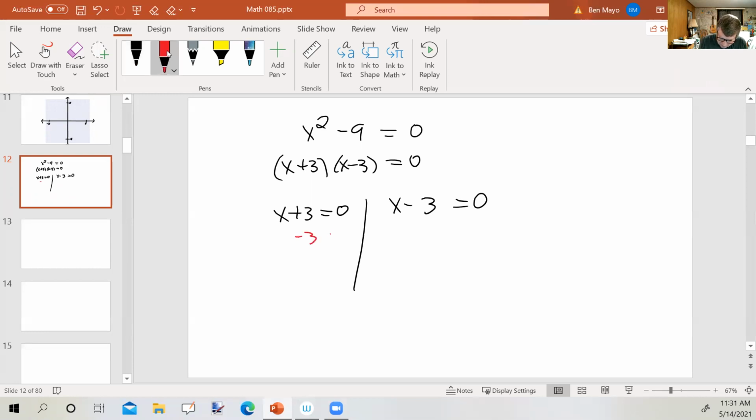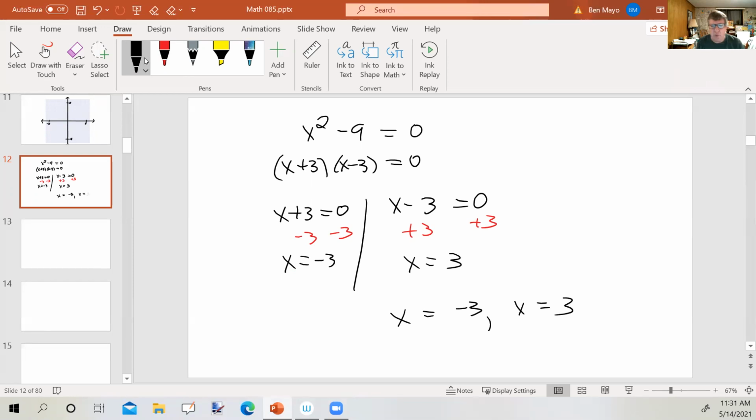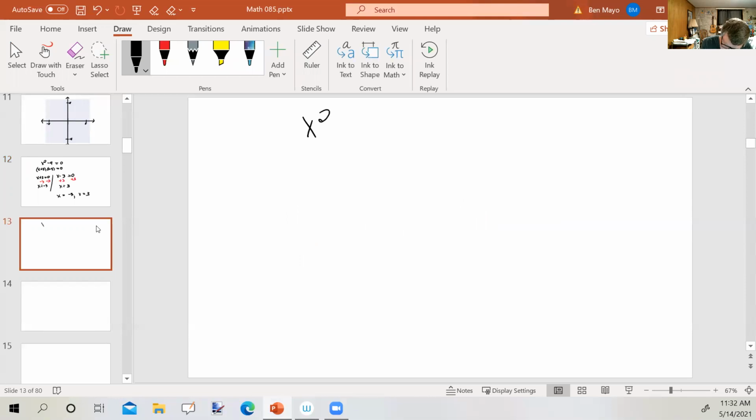The first equation, subtracting 3 from both sides, we get x equals negative 3. The second equation, adding 3 to both sides, we get x equals positive 3. So x equals negative 3 and x equals positive 3. Two solutions for a second degree equation. In this section, we're going to look at a different way of solving a second degree equation. So let's go back to this x squared minus 9 equals 0.